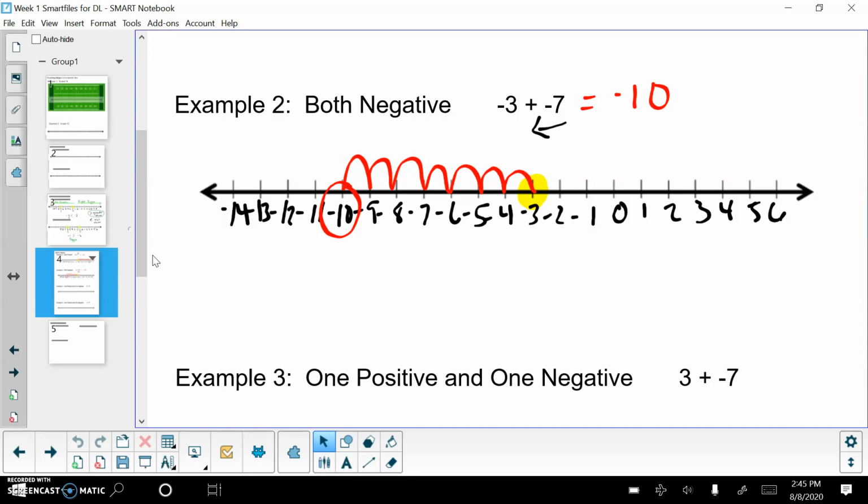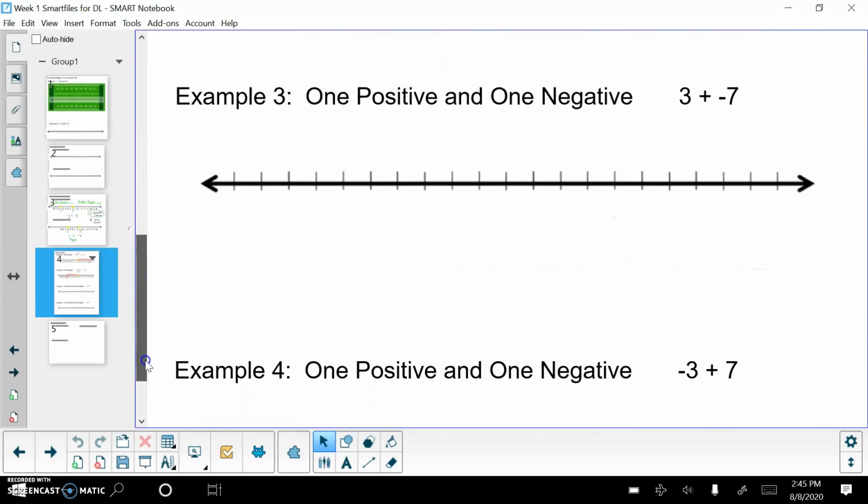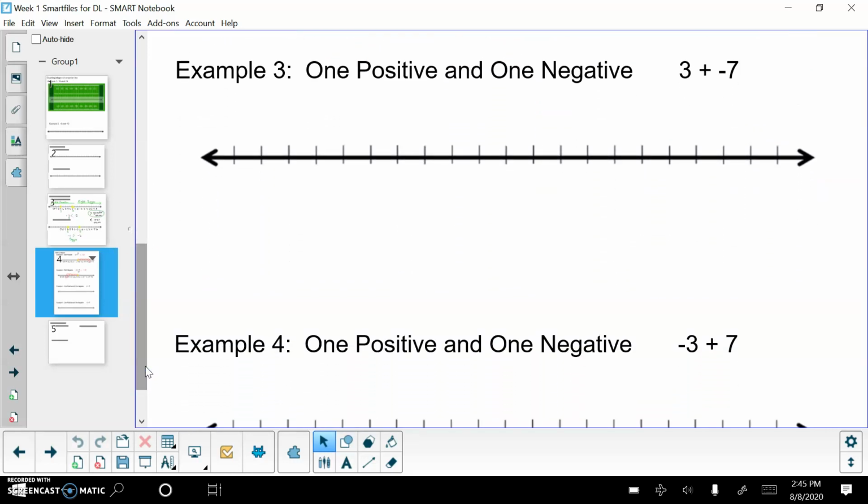Now we're going to look at what happens when you have one positive and one negative. I'm using the same numbers every time, just the 3 and the 7, but I'm changing it so that one time the 3 is negative, one time the 7 is negative. So in this first example, the 3 is positive and the 7 is negative, so we're doing 3 plus negative 7. And just like before, we need to set up our number line, so I'm going to do that.